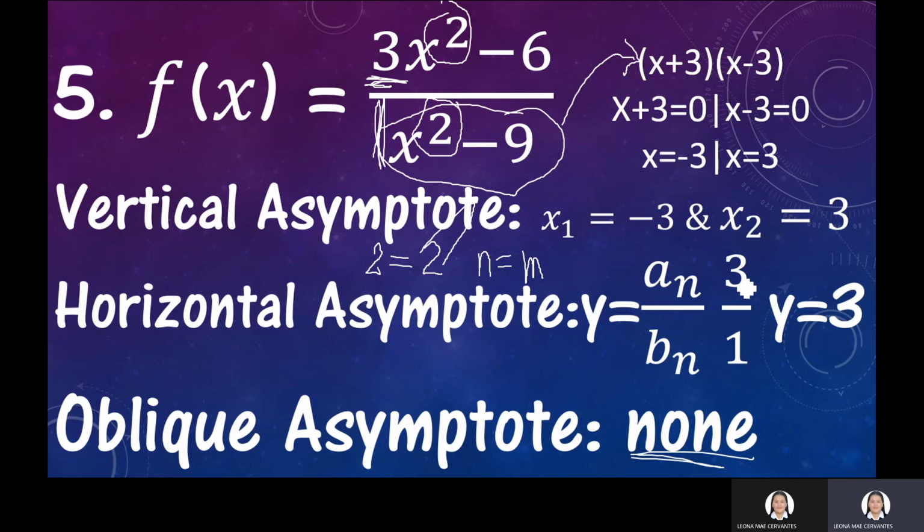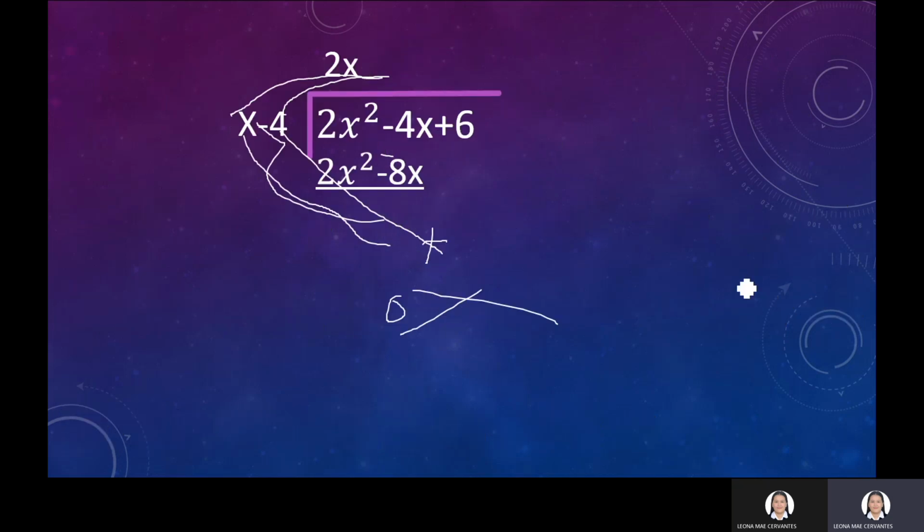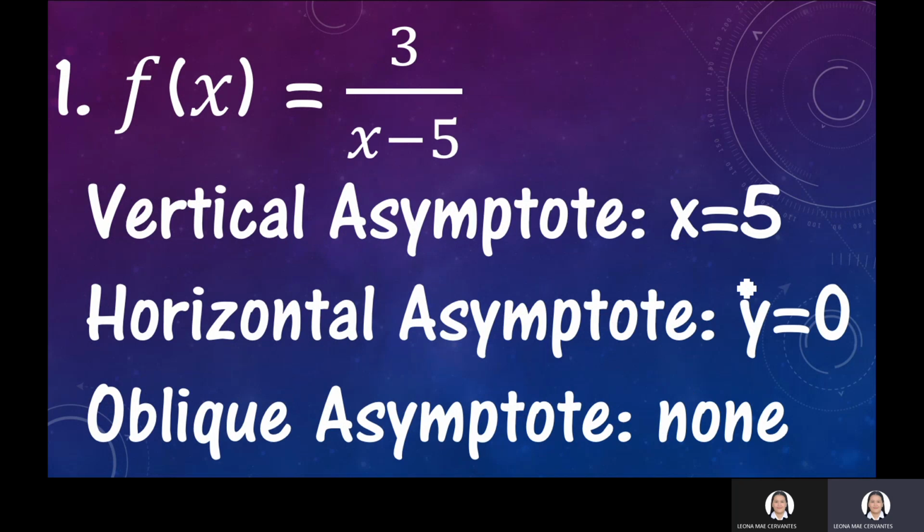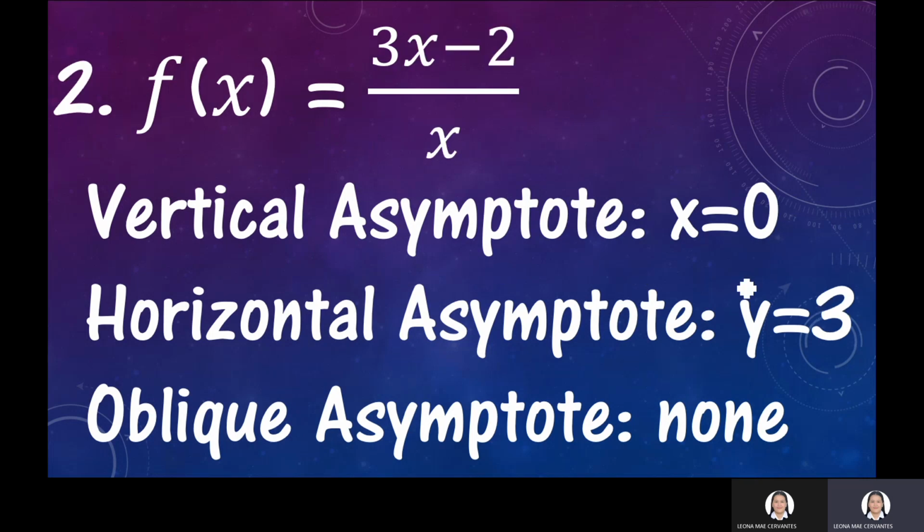Again, 1 point for the vertical asymptote, 1 point for the horizontal asymptote, and another 1 point for the oblique asymptote. So, check your answers. Number 1, vertical asymptote, x is equal to 5. Horizontal asymptote, y is equal to 0. Oblique asymptote, none. Number 2, vertical asymptote, x is equal to 0. Horizontal asymptote, y is equal to 3. Oblique asymptote, none.